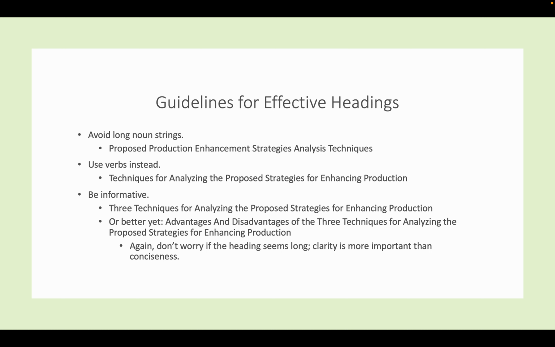Something like proposed production enhancement strategies, analysis techniques. That's difficult to quickly ascertain the meaning of. But something like techniques for analyzing the proposed strategies for enhancing production, when it starts with a verb, it's a little bit easier for our brains to figure out quickly, oh, okay, this is what this section is going to be about. You want to be informative, like 3 techniques for analyzing the proposed strategy for enhancing productions.